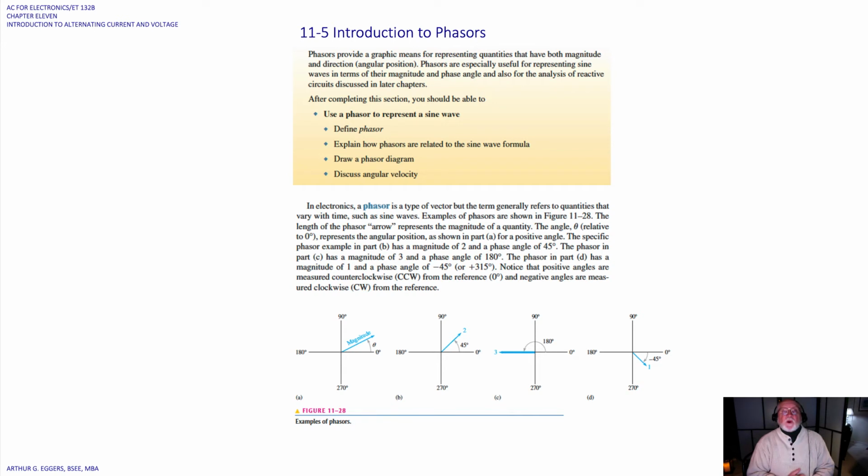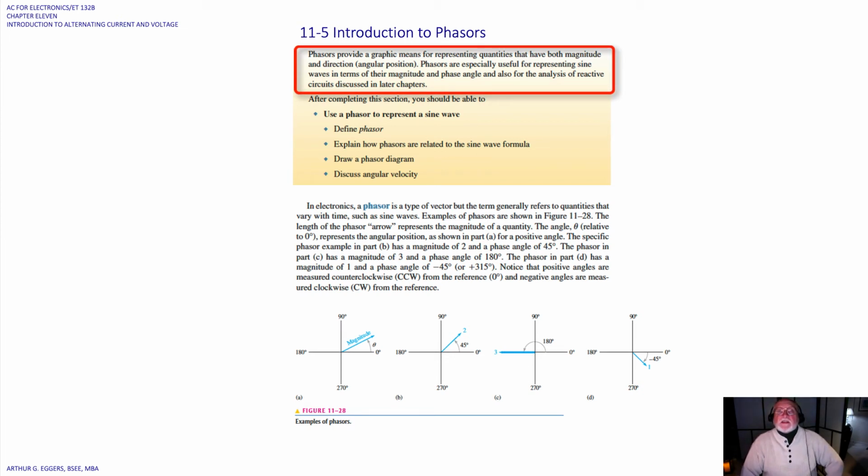For the next section, we're going to introduce phasors. How do we use these relationships so that we understand something called the magnitude and the direction, or the phase angle? Phasors provide a graphic means for representing quantities that have both magnitude and direction, or angular position. Phasors are especially useful for representing sine waves in terms of their magnitude and the phase angle, and also for the analysis of reactive circuits discussed in later chapters.